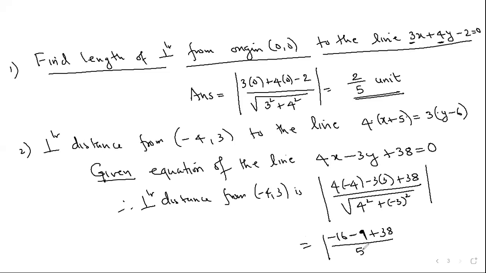Somebody has given me the answer. Who is that? Let me check. Yes, Sanam has given 13 by 5. Parinita has given 13 by 5 unit. Kashish has given me the answer. Good. Can I twist the question now? Has everybody done this?